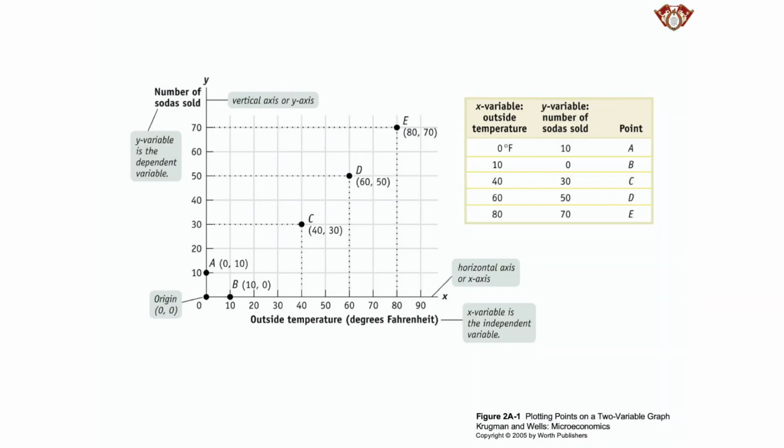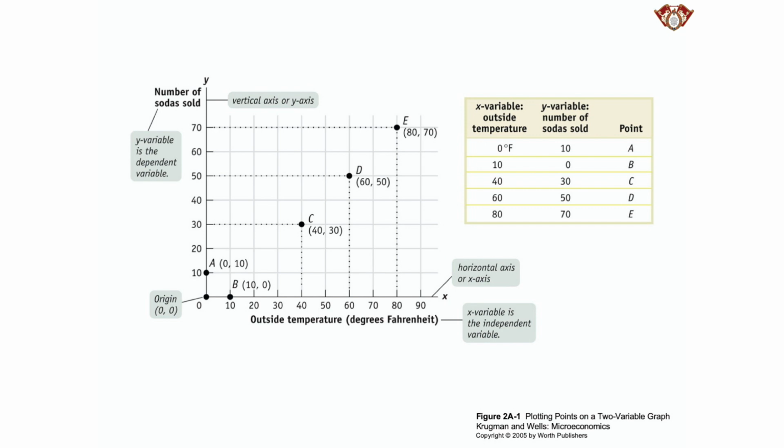From here, I explain the graphs, right? Now think about this kind of graph. The Y variable is the number of sodas sold, so demand for a cold drink, for example. The X variable is outside temperature in Fahrenheit. So as outside temperature goes up, we know that demand for, or consumption of, cold drinks increases, right?